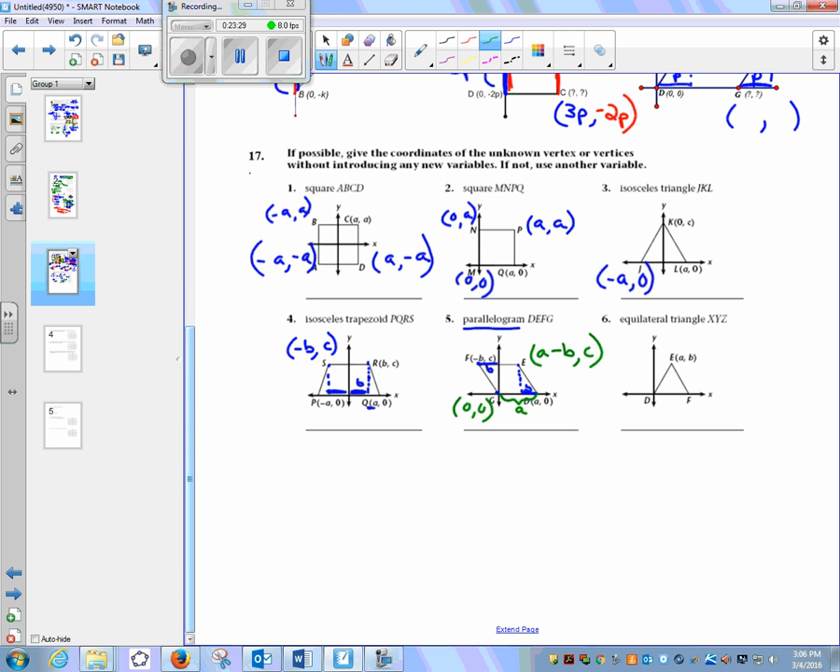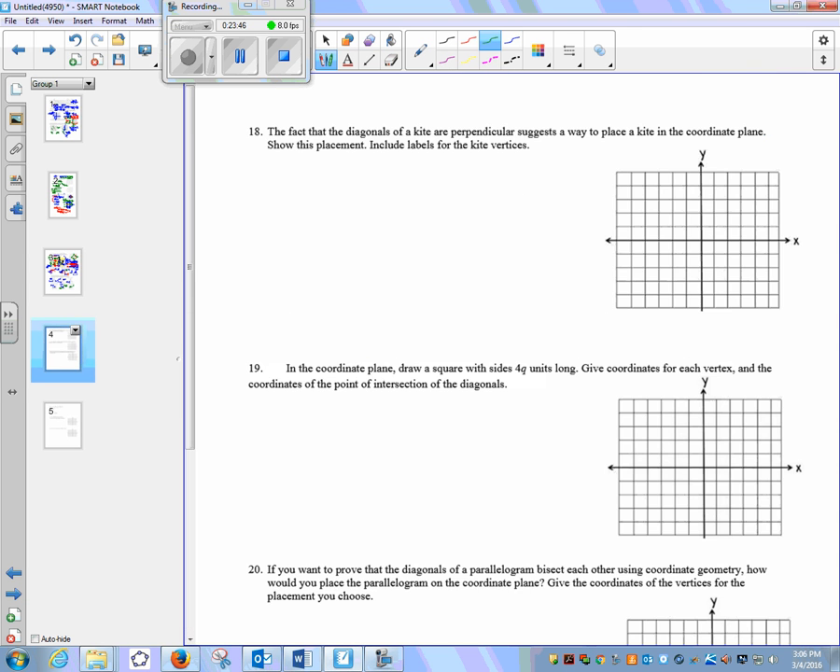Okay, equilateral triangle. This has to be the same length on all sides. Again, this is going to require distance formula, so I wouldn't put one like that on the test, so don't worry about that one. Okay, we're going to go on to the next.